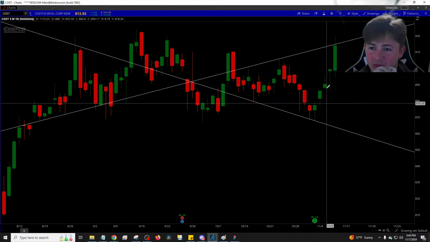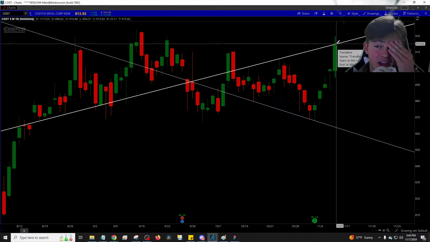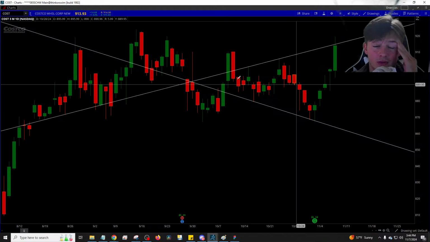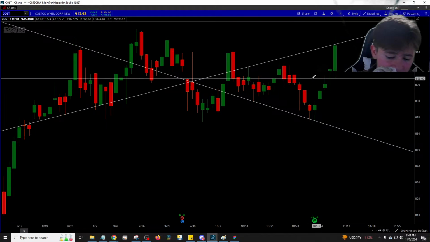And you've got this broadening formation on the day. Tomorrow, it's got to get out of that, or it's going to come inside bar and come back in a little bit. So hopefully that's making sense.